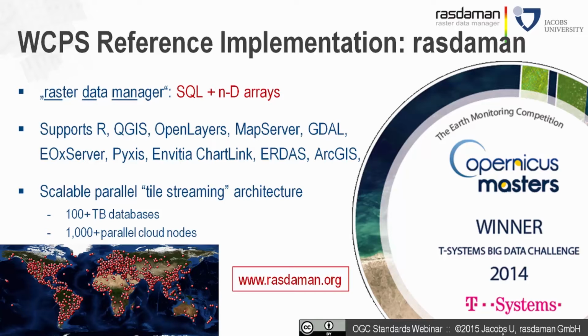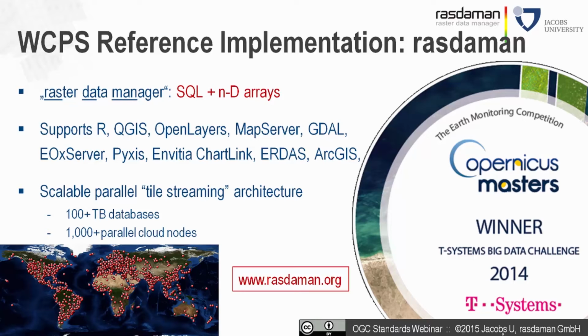We have lots of client connectors here. You can invoke Rasterman from within R, QGIS, etc. So from open source tools, but also from commercial tools like Invisia ChartLink or ArcGIS. Underneath, there is a scalable parallelized tile streaming architecture where we do a partitioning and then partitioned evaluation. That has been evaluated successfully on more than 100 terabyte sized databases, and queries have been distributed automatically over more than 1,000 parallel cloud nodes.